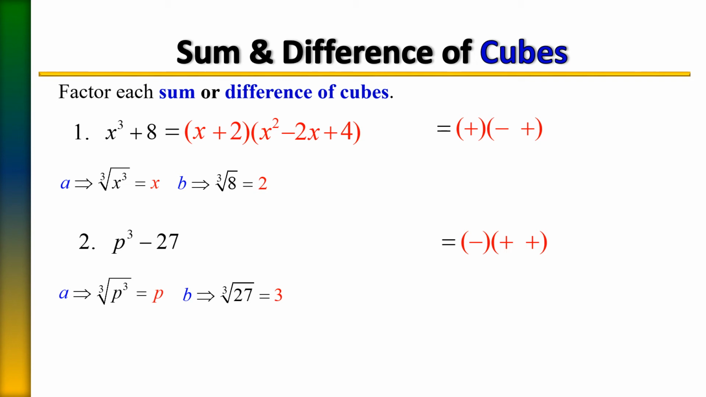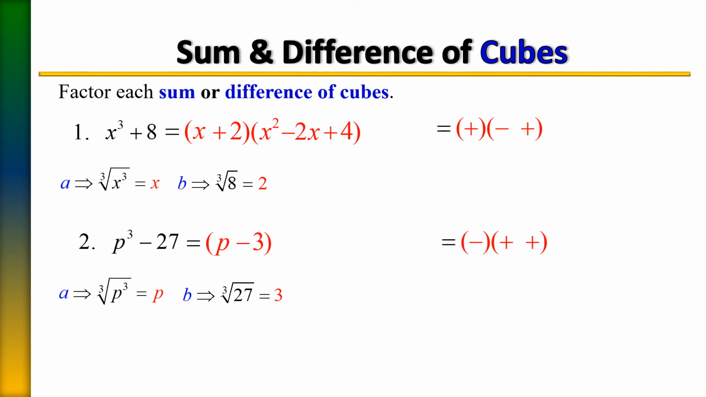So remember the chant: A, then B, A squared, A and B together, B squared. So let's get A and B. A and B would be p and 3. It's going to have the same sign as the given, so it's going to be p minus 3.